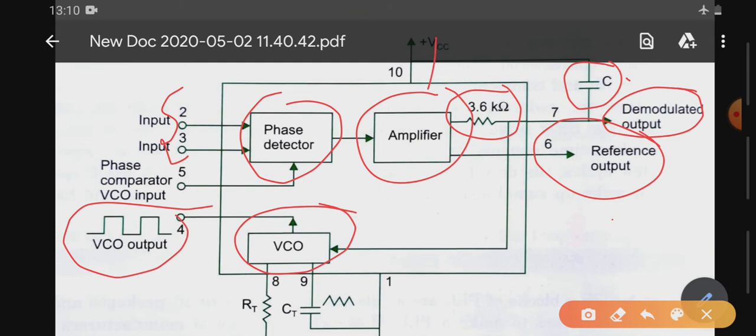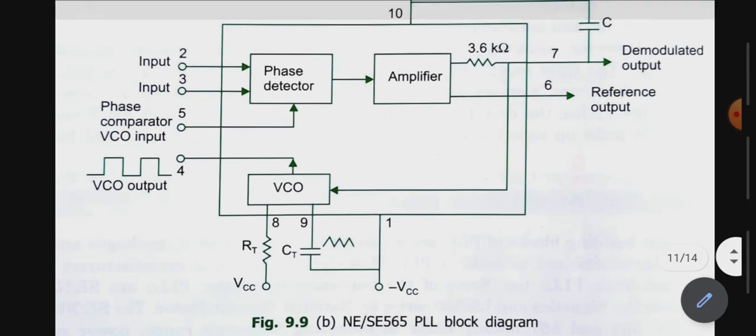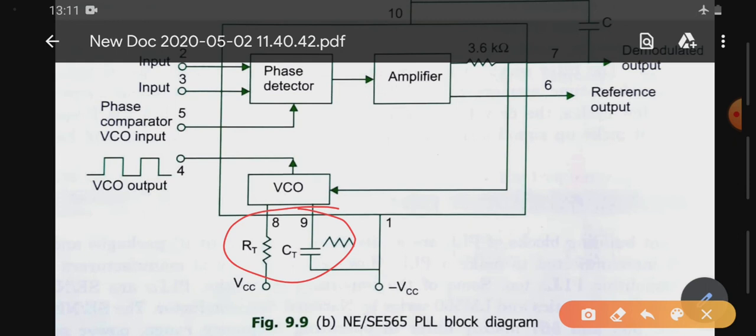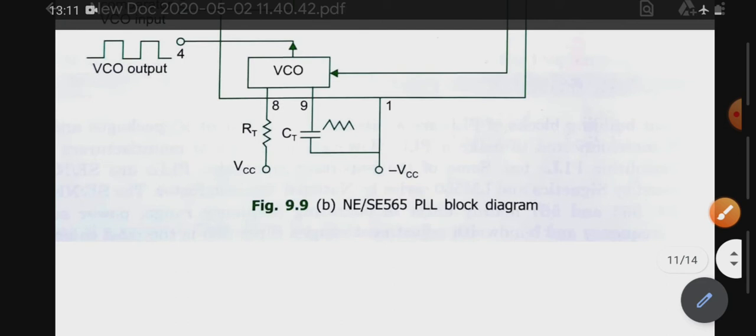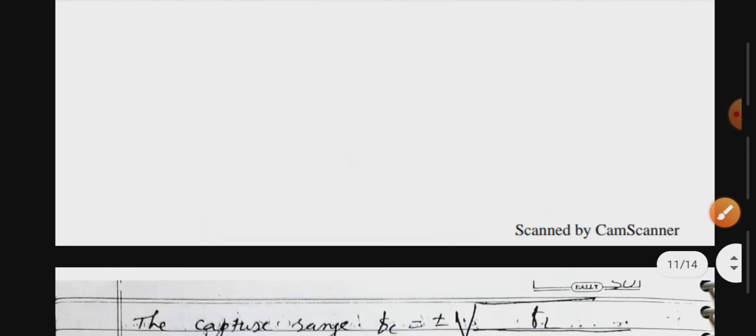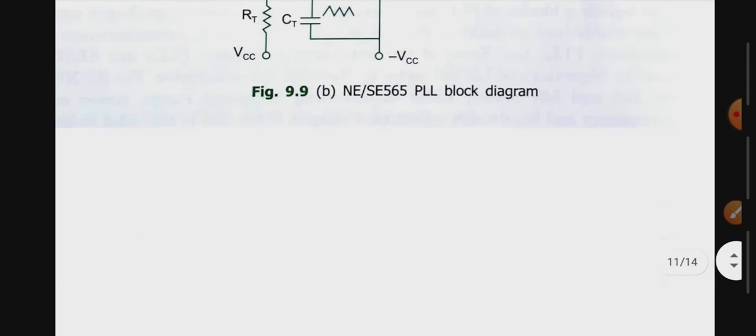So the output frequency of the VCO will be decided by the input signal given by the amplifier and then the low pass filter. There are two external components, RT and CT, connected externally to the VCO, which decide the output frequency of the VCO. To give the feedback, we have to connect externally pin number 4 to pin number 5. That means the VCO output to the phase comparator input we have to connect externally. These two pins are not internally shorted. Pin number 1 is connected to minus VCC, here you can see. So this is the internal circuit diagram or block diagram of IC 565.